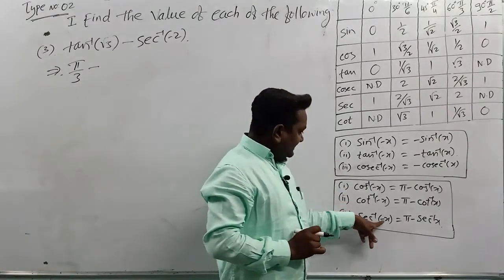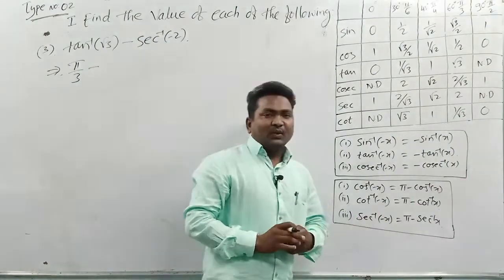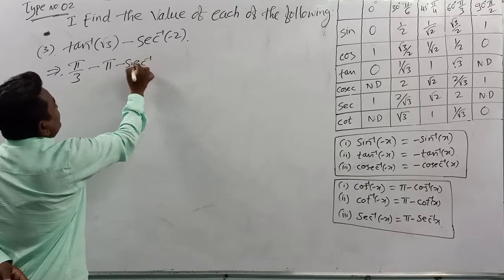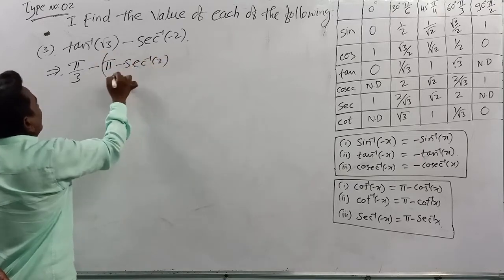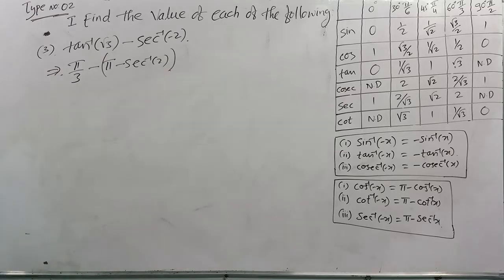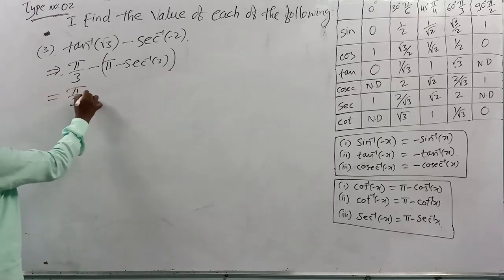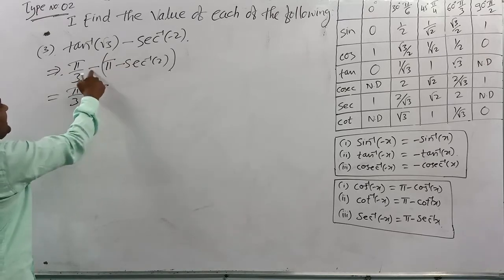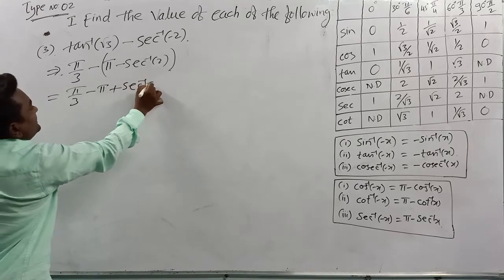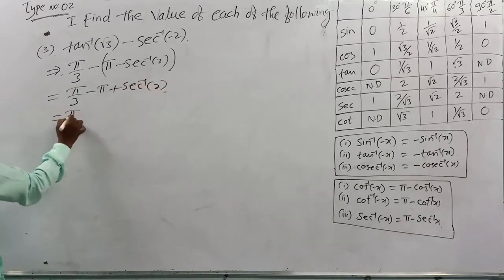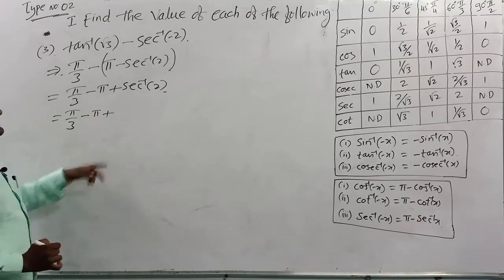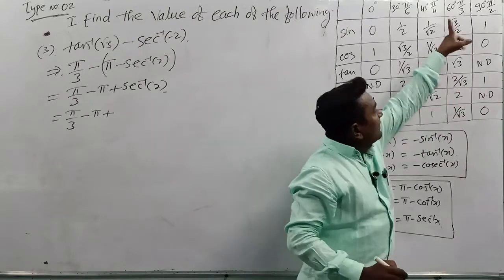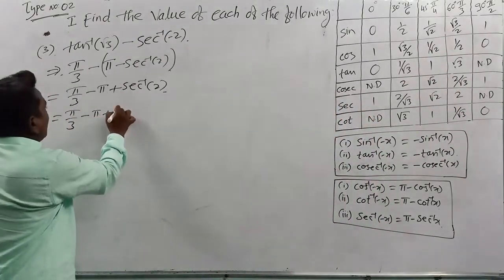So sec inverse minus x is equal to what? Pi minus sec inverse x. Means pi minus sec inverse 2. Now again simplify, pi by 3 minus, or remove this bracket. So minus into plus, minus pi, minus into minus, plus sec inverse 2. Pi by 3 minus pi plus sec inverse 2. So sec inverse 2 value is what? Pi by 3.